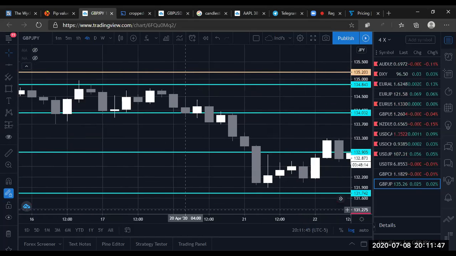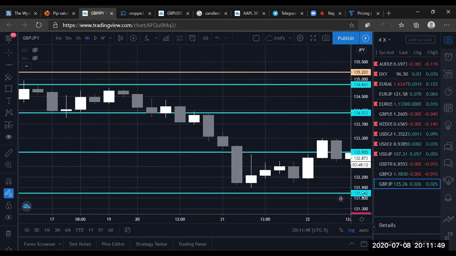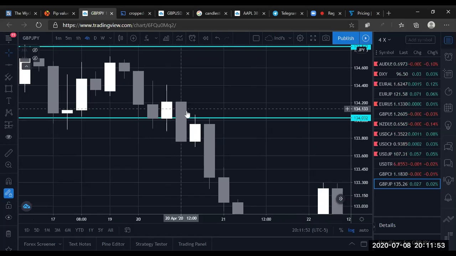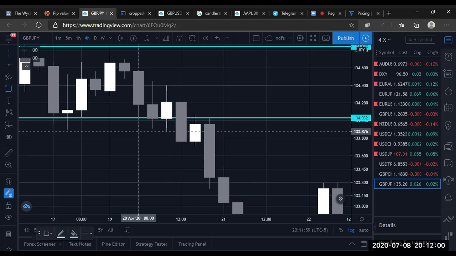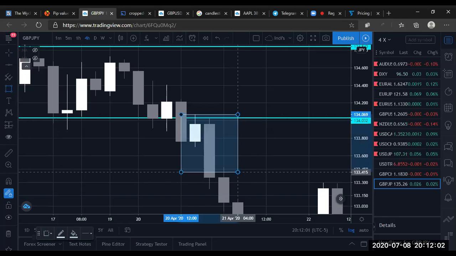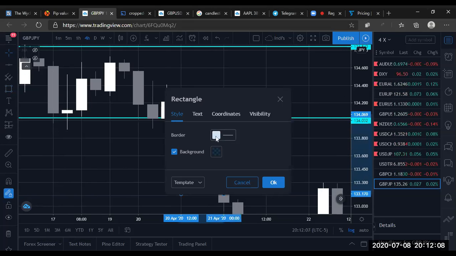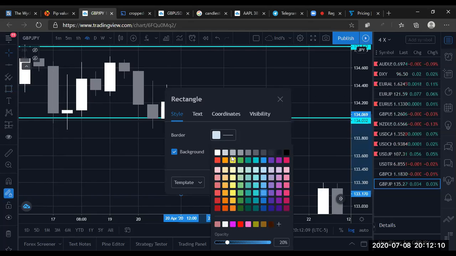These aqua lines, I drew these off of the 4 hour. So look at this move. It doesn't have to be exactly perfect, but this is an engulfing pattern. This is a bearish engulfing right here. You see how that very big bearish candle pretty much took over all of that small little bullish candle.